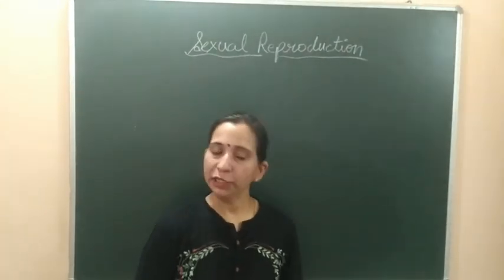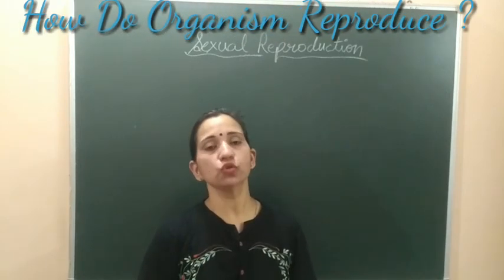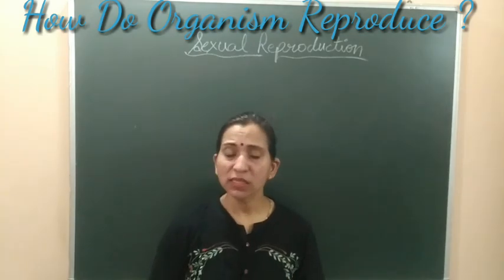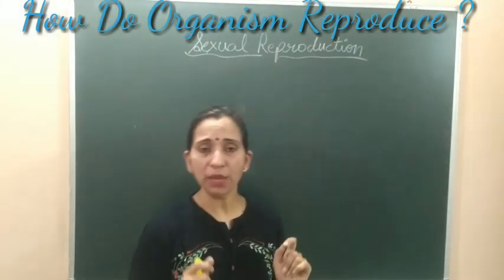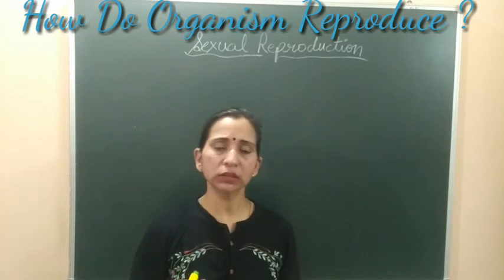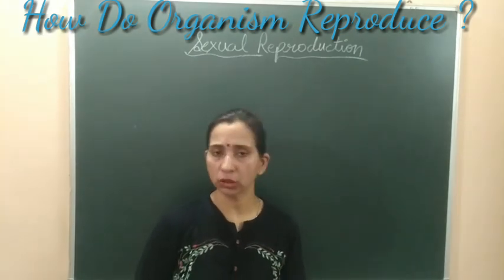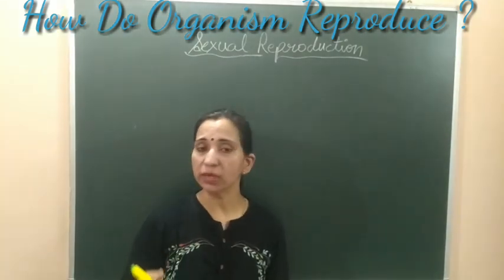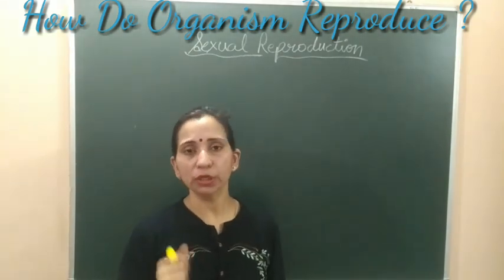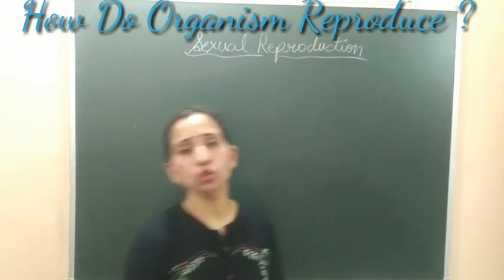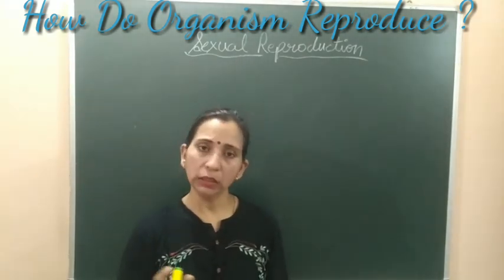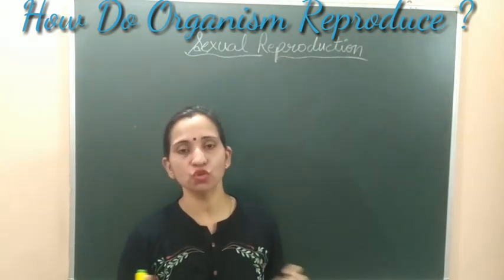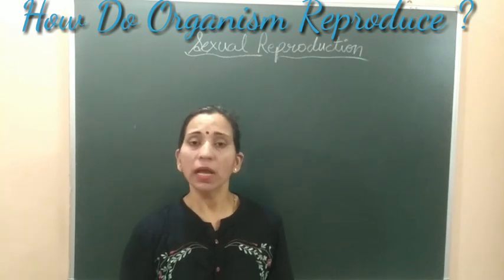Hello students, in the previous videos we discussed asexual reproduction. Now we will start our next topic, which is sexual reproduction. Sexual reproduction, as the name indicates, means the sex cells are responsible for the reproduction process. So if we write a simple definition, sexual reproduction is a type of reproduction in which two parents are required and these parents form their gametes. These gametes fuse together to give rise to a new individual or a new offspring.